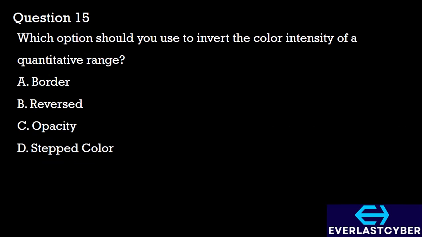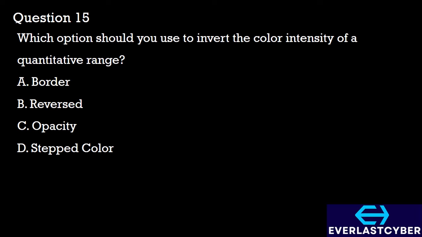Question 15. Which option should you use to invert the color intensity of a quantitative range? A, border. B, reversed. C, opacity. D, stepped color. The border option refers to adding borders around marks or elements in a visualization. It has nothing to do with the color intensity or reversing the color scale.